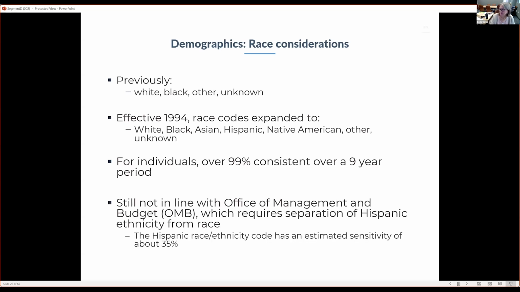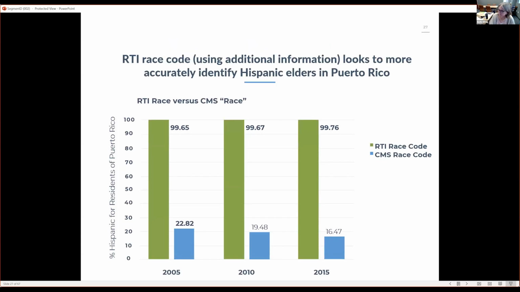Just so you know, for example, the Hispanic code has an estimated sensitivity of about 35%. So the Hispanic code, while we're not questioning people who are identified as Hispanic, certainly is not complete. Based on some work that was started at the University of Miami in the mid-90s, CMS hired a contractor called RTI to implement algorithms that were created at UM to create a race code. They use names and other information.